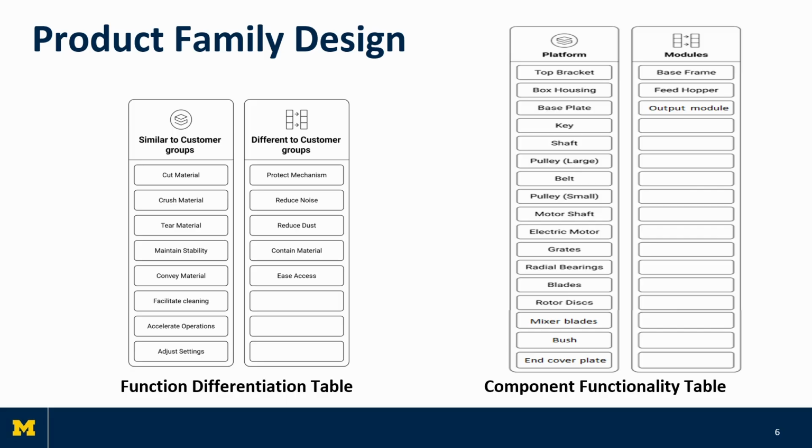By observing the functions on the first diagram for our primary and secondary customer groups, 5 functions needed to be different. These were protect mechanism, reduce noise, reduce dust, contain material, and ease access. These differentiations arose due to the type of materials being shredded and the acceptable risk levels. The unique modules that relate to these functions were the base frame, feed hopper, and output module.